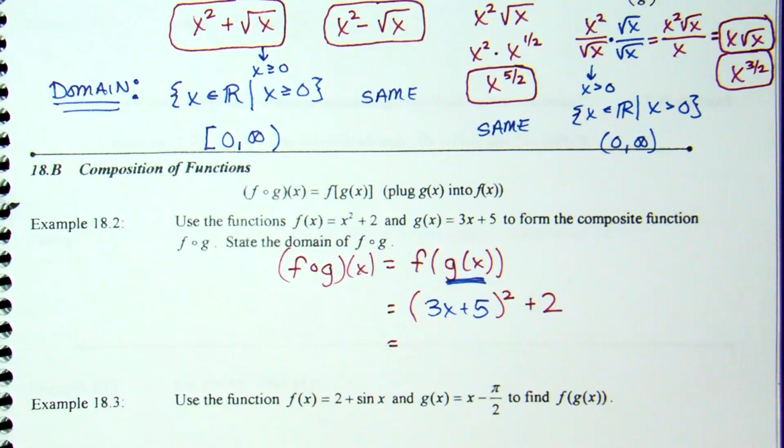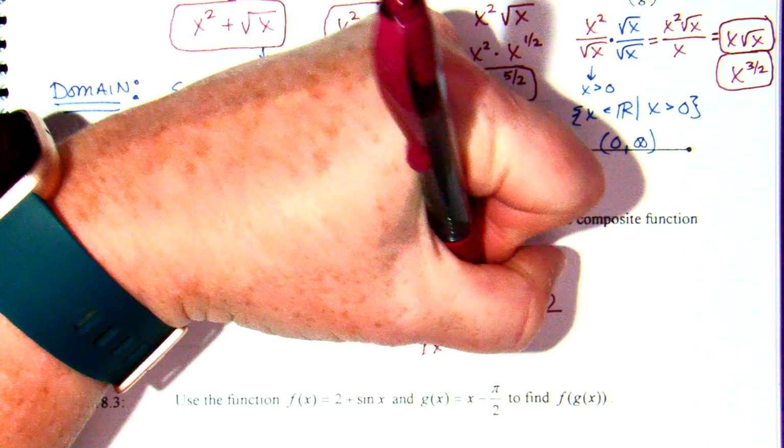FOIL. So 3x times 3x is going to be 9x squared. Outsides and insides, 15x and 15x, which is 30x. Last, 25. Plus the other 2, if you would, 27. So this is what f of g of x works out to be.